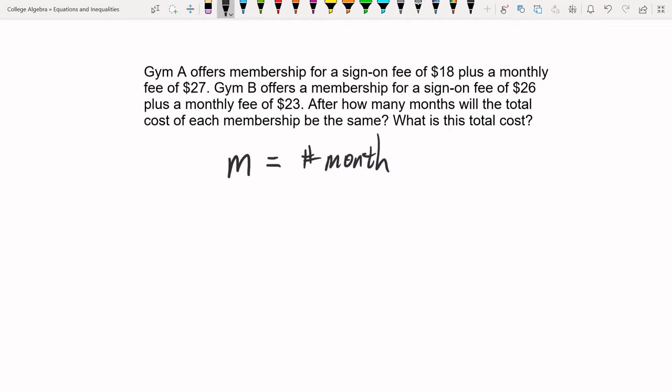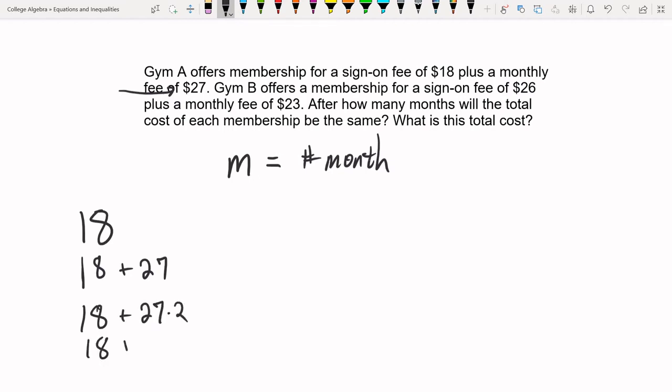What's the membership fee when you've gone to the gym for M months? Well, there's a sign-on fee of $18, so we know there's going to be a flat $18 fee. So if you went there for no months, it'd be 18. If you went there for 1 month, it would be 18 plus 27, because that's the monthly fee. If you went there for 2 months, it would be 18 plus 27 times 2. For 3 months, it would be 18 plus 27 times 3.